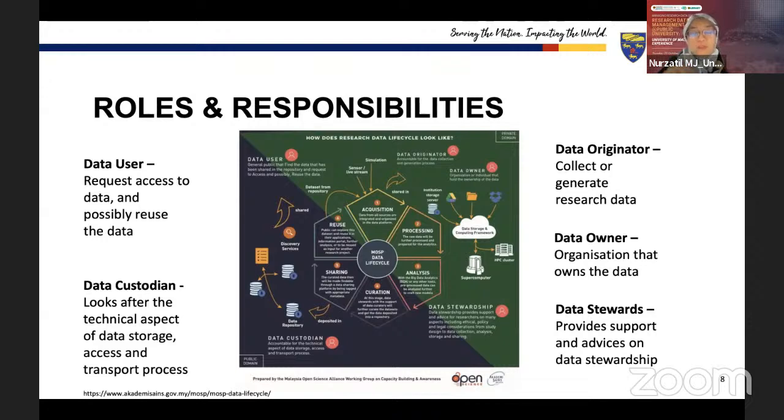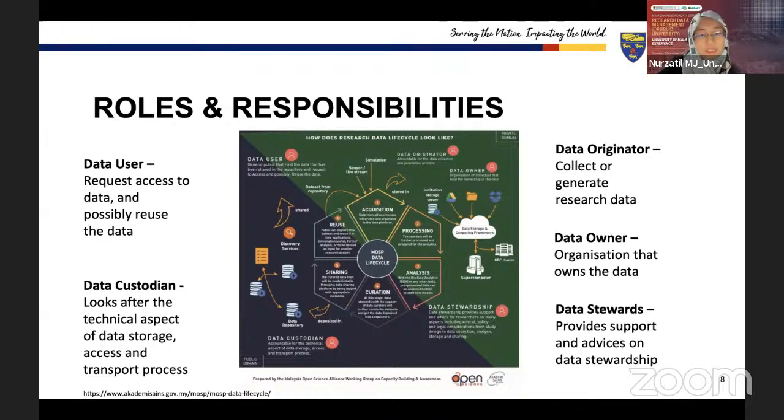And then we also need those who will assume the role of data stewardship, because these data stewards are very important. They provide advice and support, especially for RDM. So it's not just the data management plan per se. It's also about governance, about policy, ethics, and legal considerations. So data stewardship plays a very important role in this data life cycle.